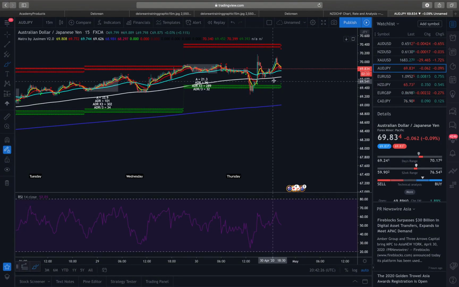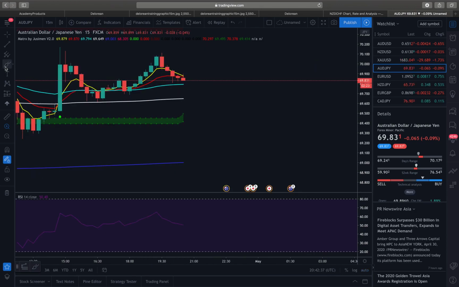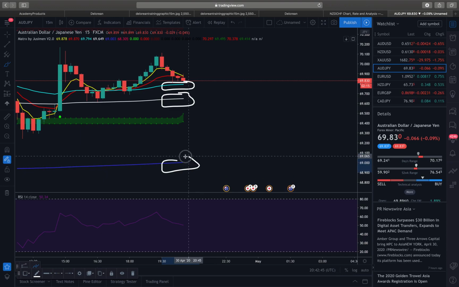Okay, Aussie yen I could look at. What do I notice on Aussie yen? I notice that I'm above all three. I'm above the aqua. I'm above the gray. I'm above the blue. I zoom in. What am I looking for? Plays off of here. Plays off of here. Plays off of here. But my first play is happening soon.